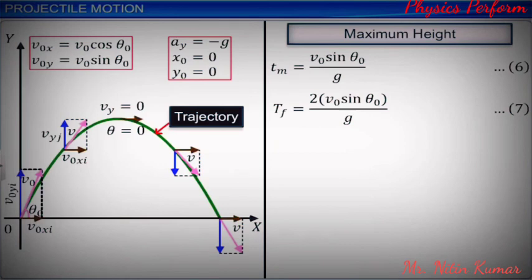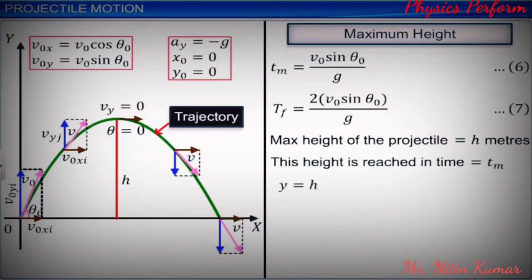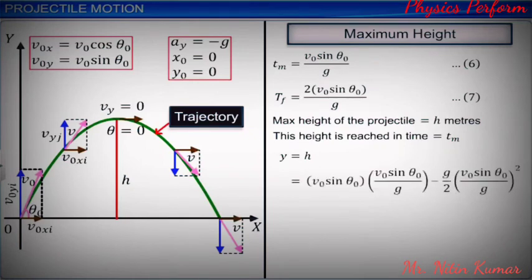Next, we will find the maximum height attained by the projectile. Consider the maximum height of the projectile as h meters. This height is reached in time Tm. Substituting in equation 2 and simplifying, we get h is equal to (v0 sin theta 0) square divided by 2g. Let this be equation 8.